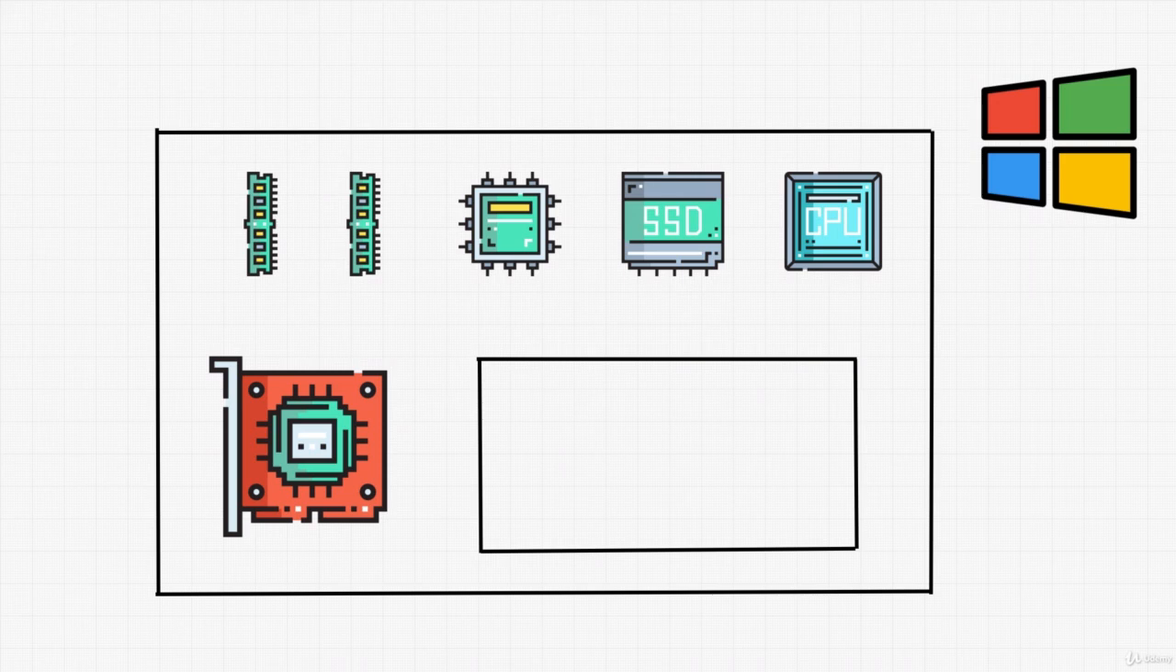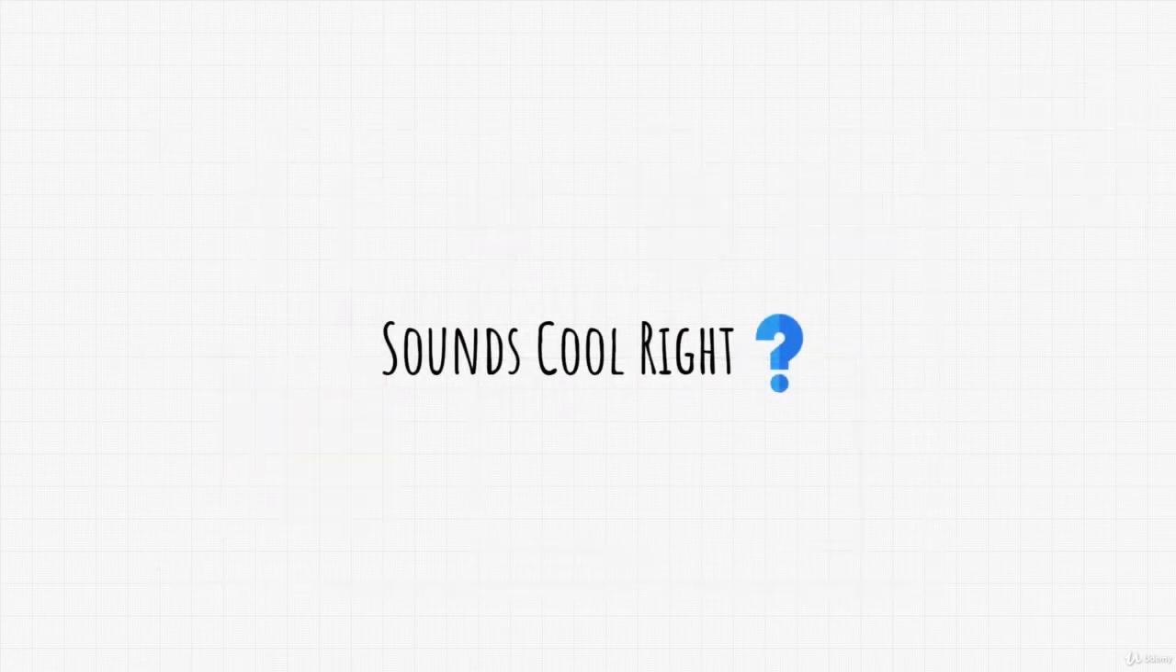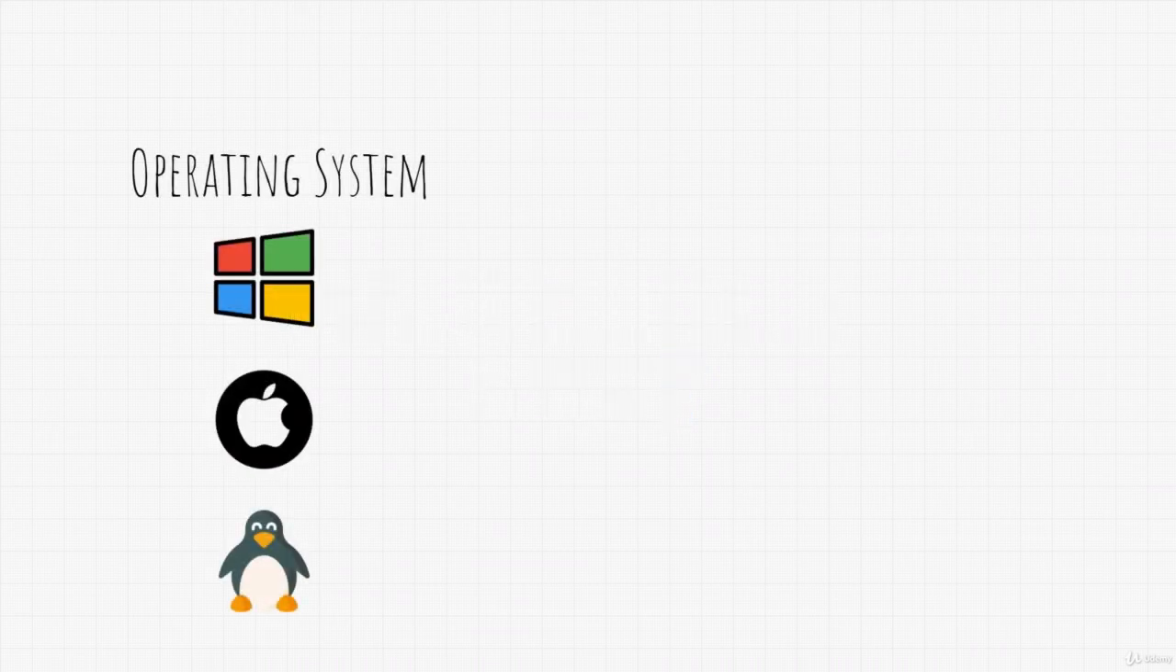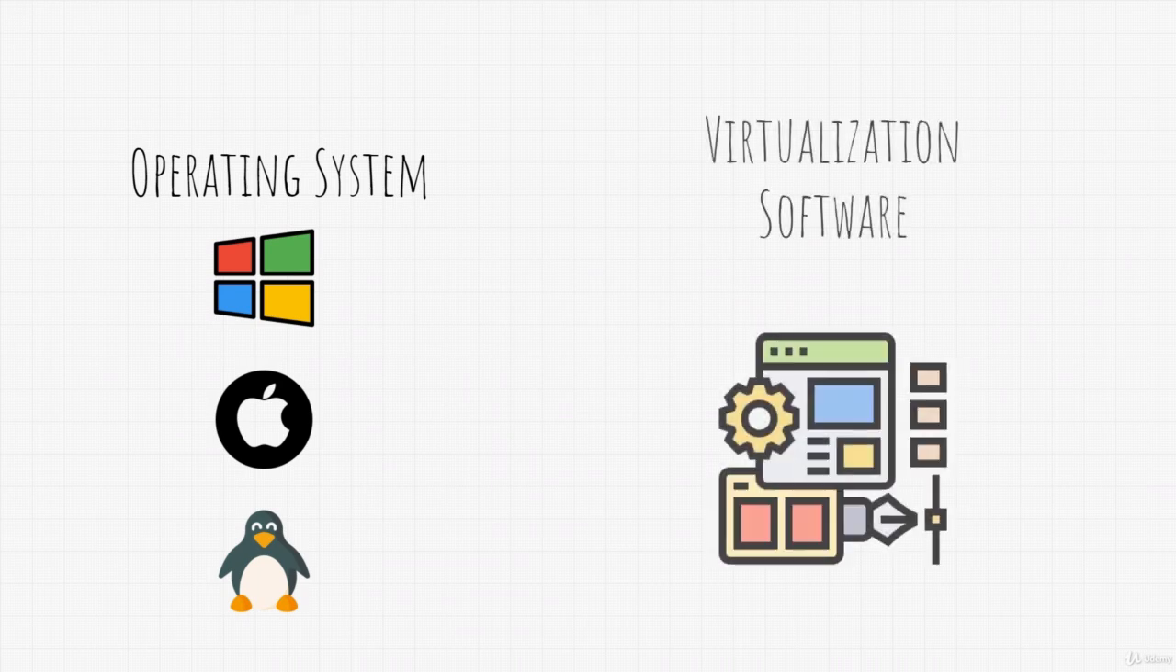This could be used if we, for example, run into some errors with our virtual machine. Sounds cool, right? Now that we know how virtual machines work and why we are going to use one, you must be wondering, how can we create a virtual machine? Actually, this is pretty easy. All we need are two things. We need an operating system that we want to install in that virtual machine, and we also need something called virtualization software. Now, what is this?